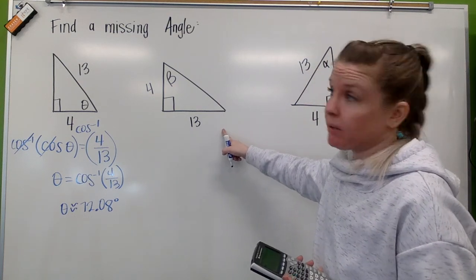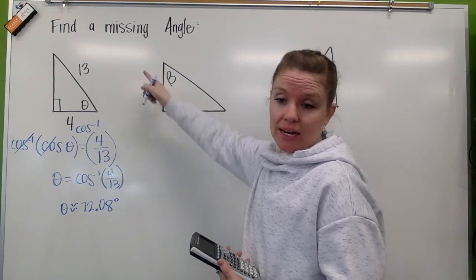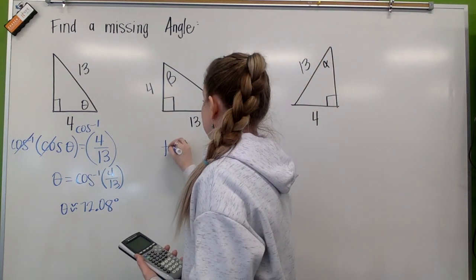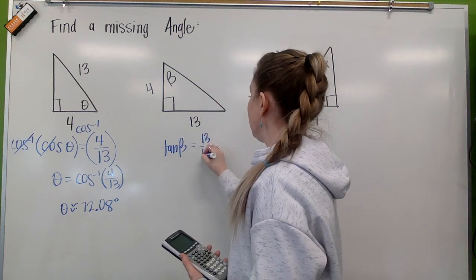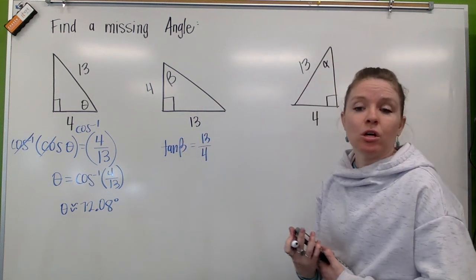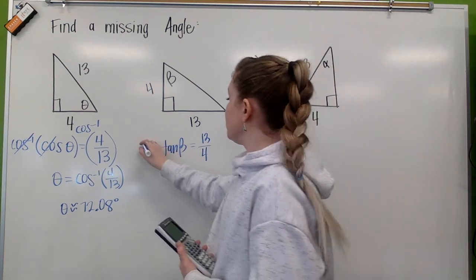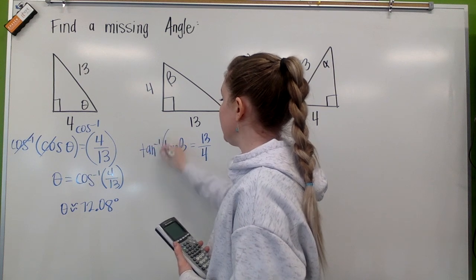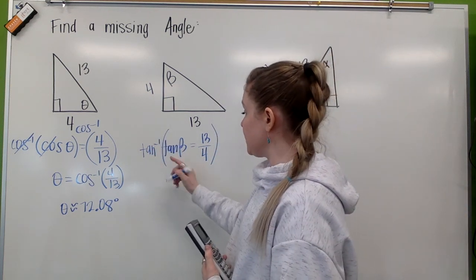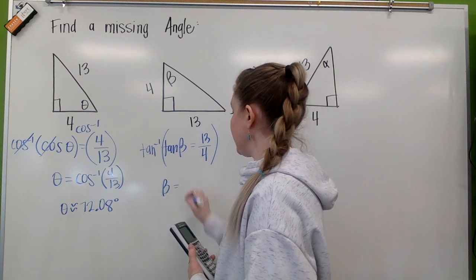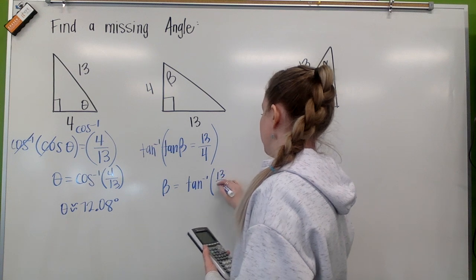So let's take a look at this one. Given my angle, we have the opposite and adjacent side. So that means this is the tangent of beta equals 13 over 4. So to isolate beta, we have to undo the tangent. So we're going to come in and do the tangent inverse of everything. So it's going to cancel out the tangent here, leaving me with beta. And then I'm going to have the tangent inverse of 13 over 4.